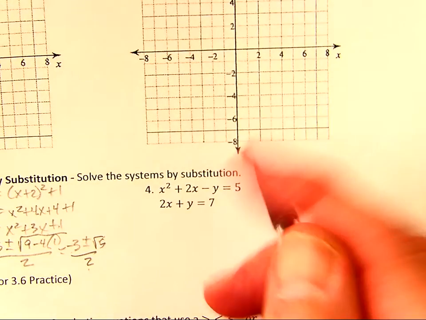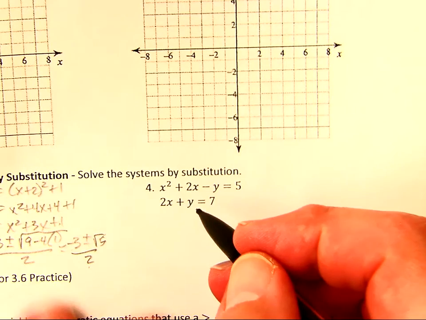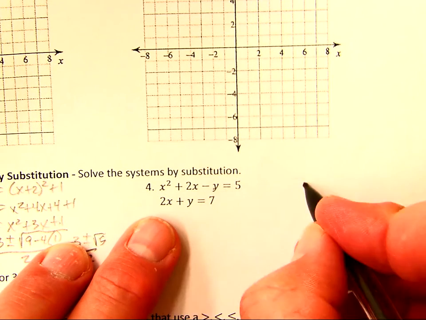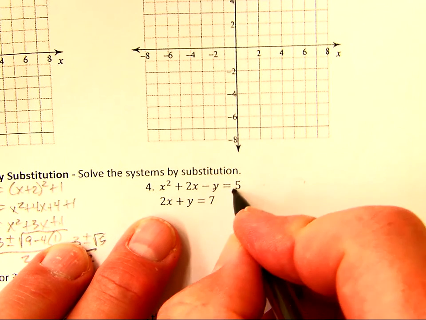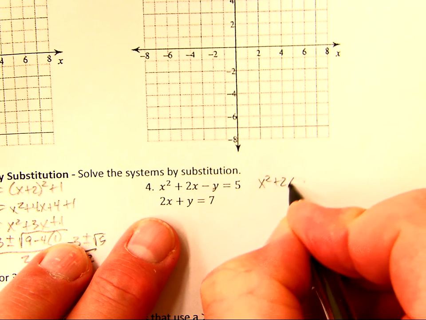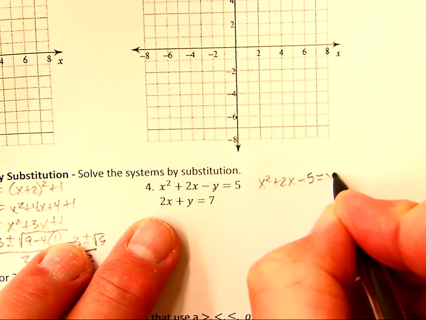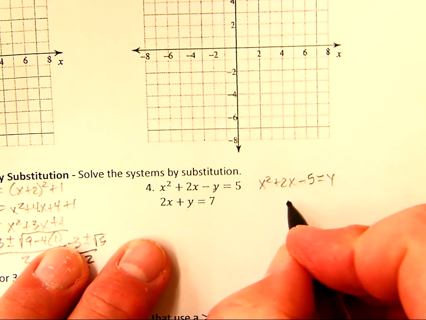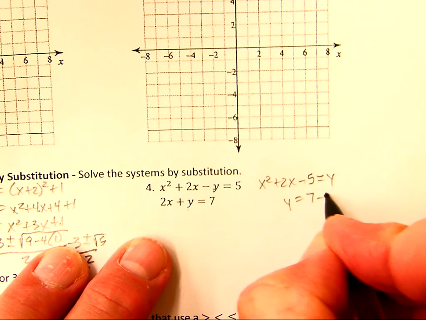All right, let's try this next one. Now here, notice the y is intermingled with the x's. So the first thing we're going to do is solve for y. So like this one, let's move the y to the right side and let's move that 5 to the left. So that'll be x squared plus 2x minus 5 equals y. On this one, since the y is positive on the left, let's move the 2x. So that'd be y equals 7 minus 2x.